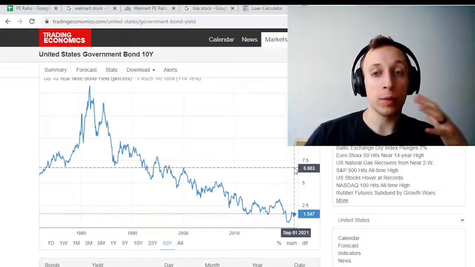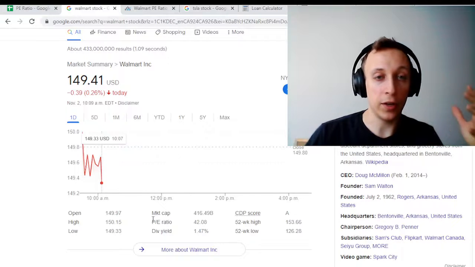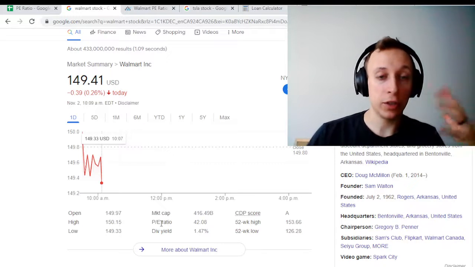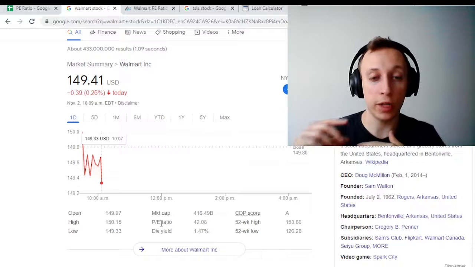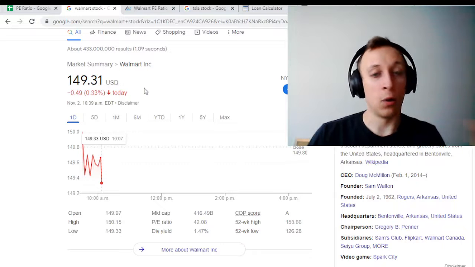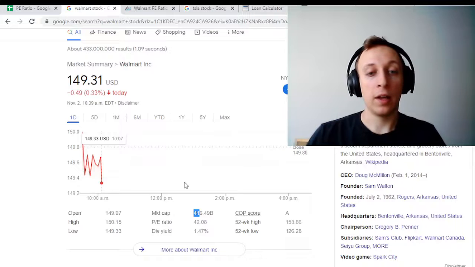So this is where it comes back to the PE ratio. So what is a PE ratio? If you Google any stock, you'll see here a PE ratio. That's a price to earnings ratio. So what is a price to earnings ratio? The price to earnings ratio is the price you're willing to pay for $1 of earnings. So this is the price, 149, divided by the earnings per share. Or you could look at it as the market cap divided by the total earnings, either way.